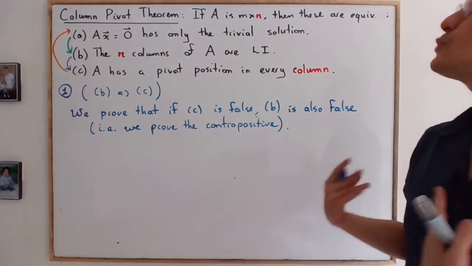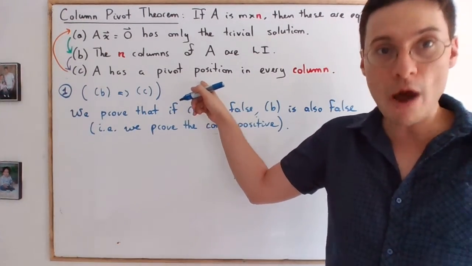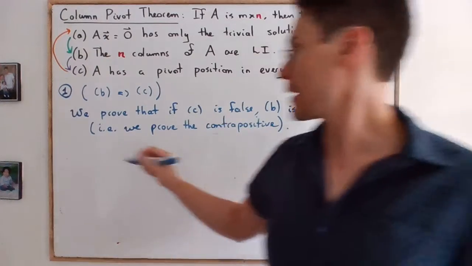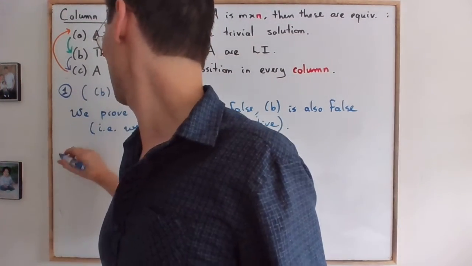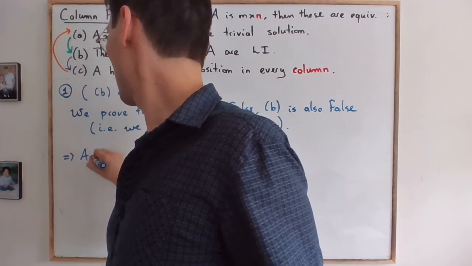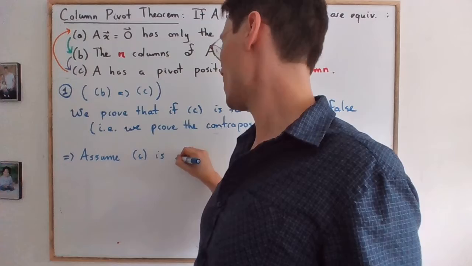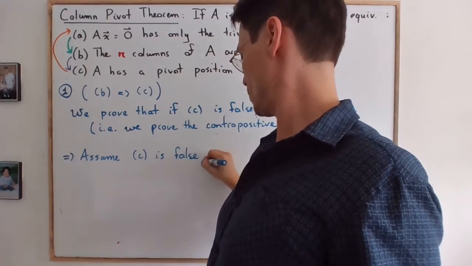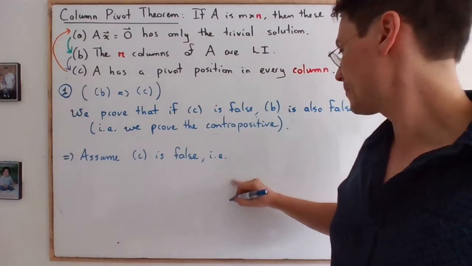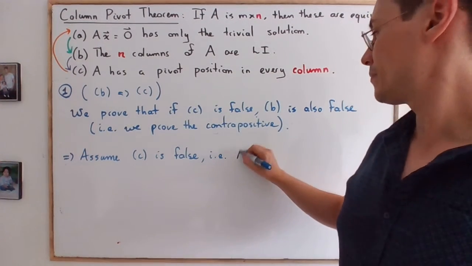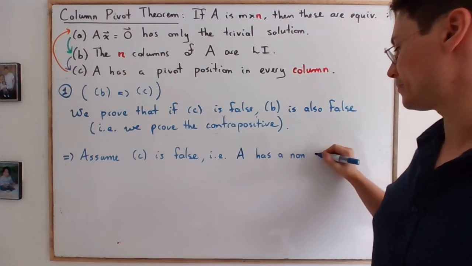Okay, so how do we do this? We assume that A has at least one non-pivot column. Okay, so assume that C is false, meaning that A has a non-pivot column.